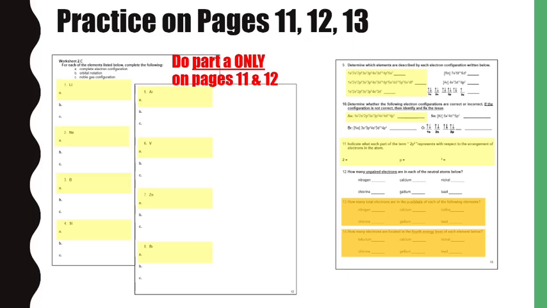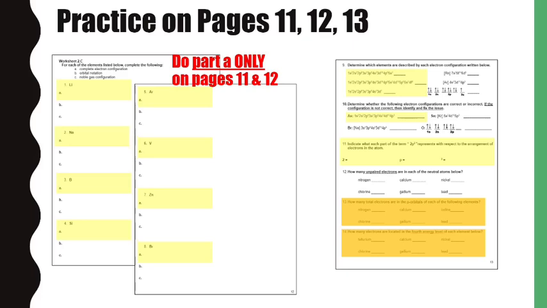Now, the practice problems that go along with this are page 11 and 12, part A. That's what we call the complete electron configuration. It starts at 1s and completely labels every electron in every orbital. I'm going to teach you about B and C next.